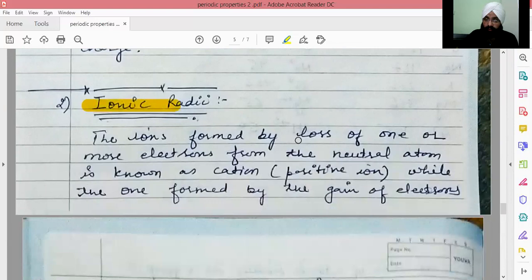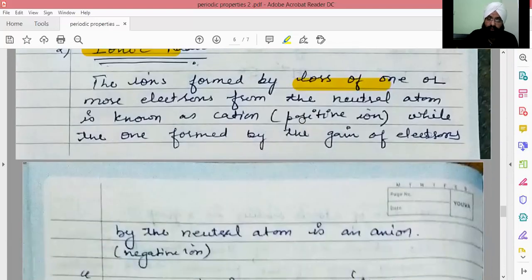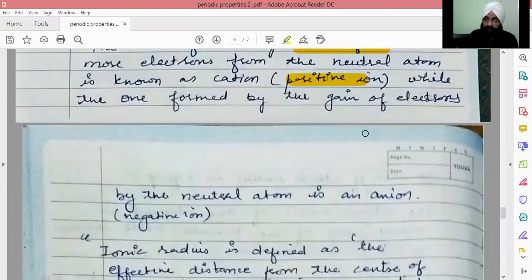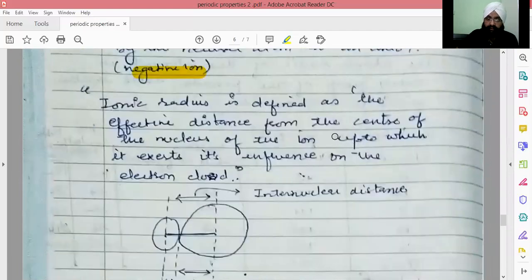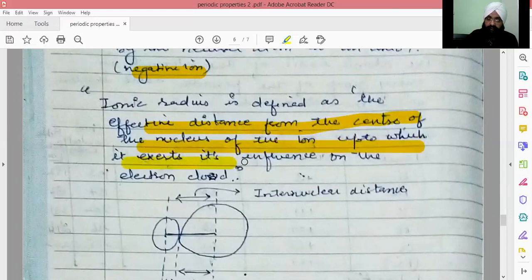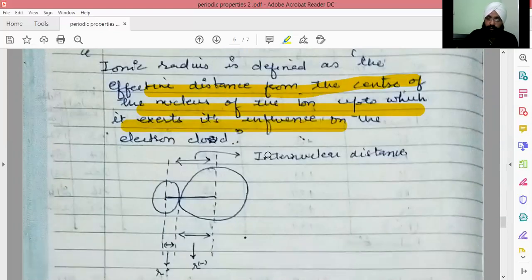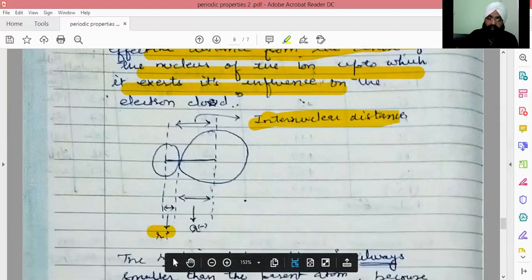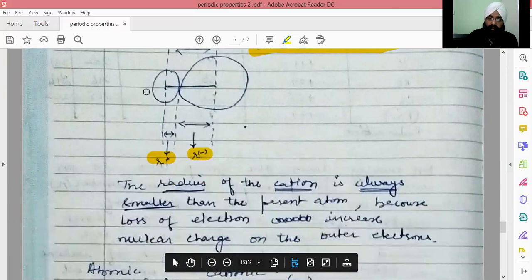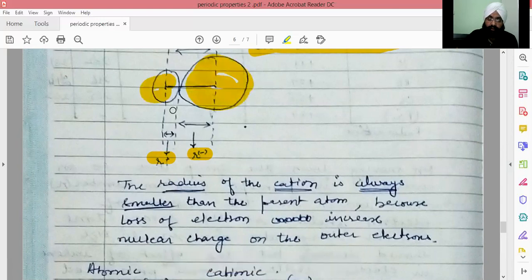Now next is ionic radius. Ions are formed either by loss of one or more electrons or by gain of one or more electrons. In case of loss, it is a positive ion. In case of gain, negative ions are formed. So the ionic radius is defined as the effective distance from the center of the nucleus of the ion up to which it exerts its influence. So, internuclear distance between the two ions, radius of cation and radius of anion. The cation is smaller here and the anion is larger, as shown.